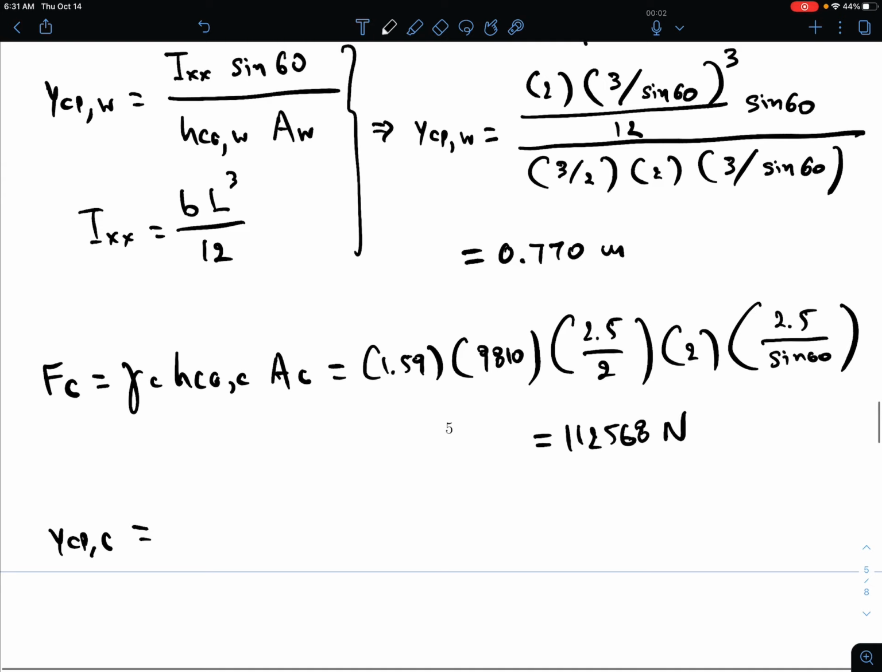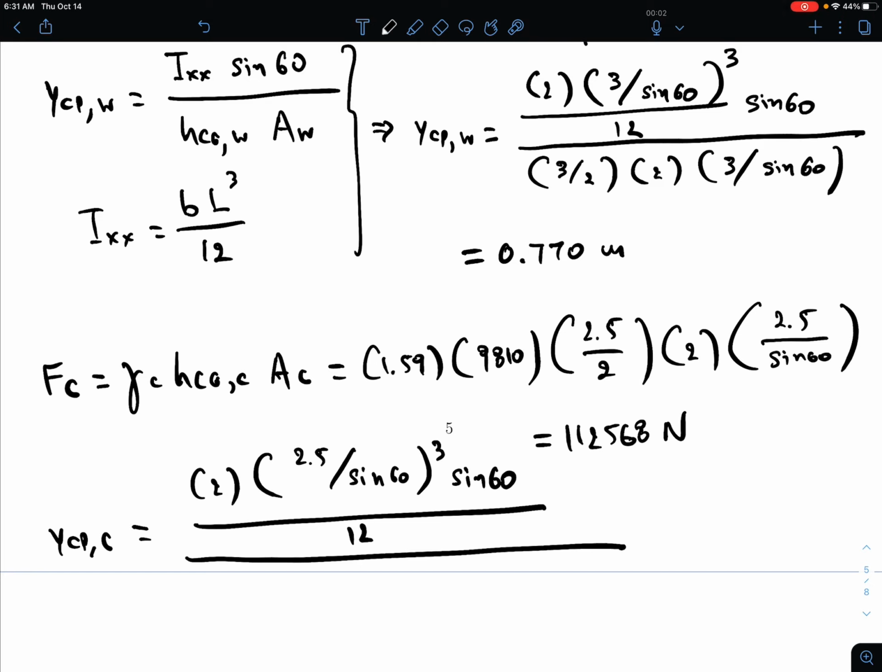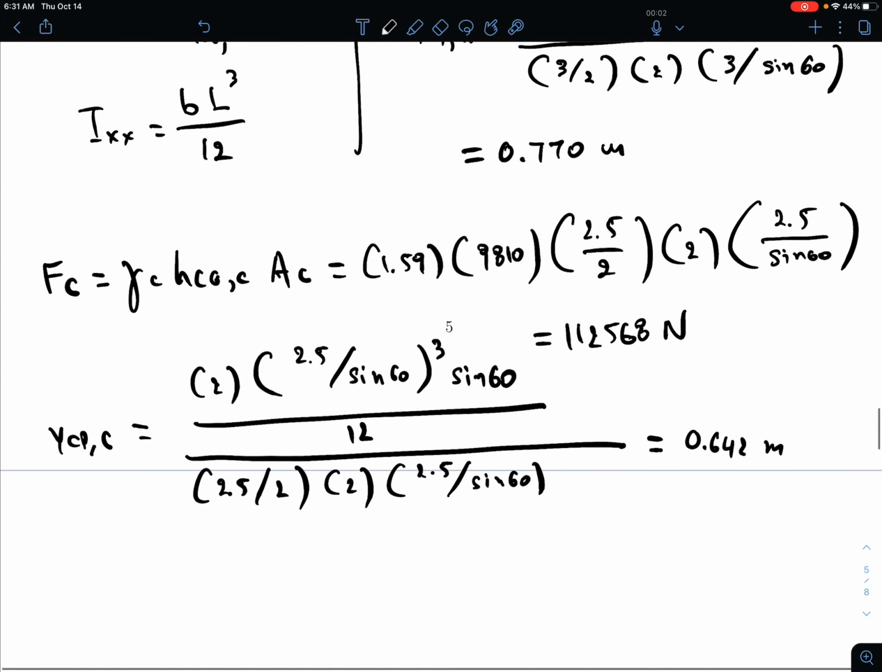So again, we have the exact same equation. So we got 2, which is B, and then 2.5 over sine 60 cubed, sine 60 divided by 12, and then 2.5 over 2, and then the area, which we already calculated from before, and that will give us the line of action at 0.642 meters below the center of gravity on that side.